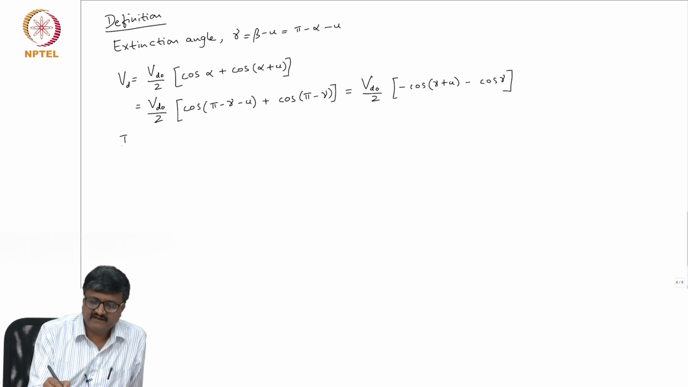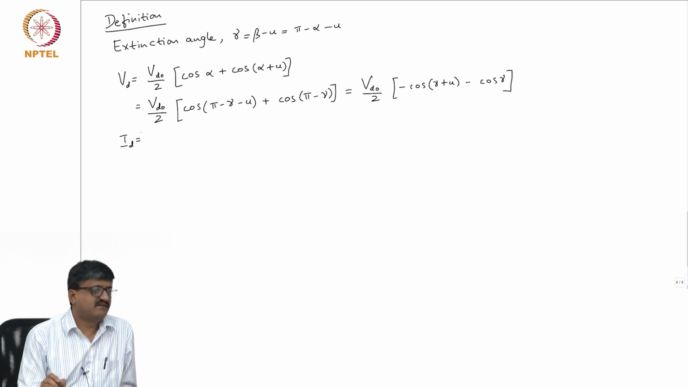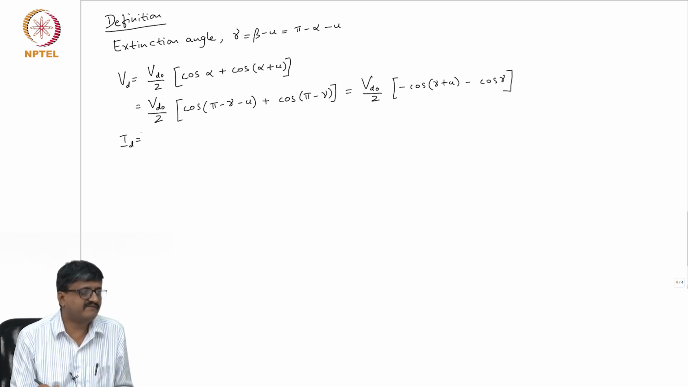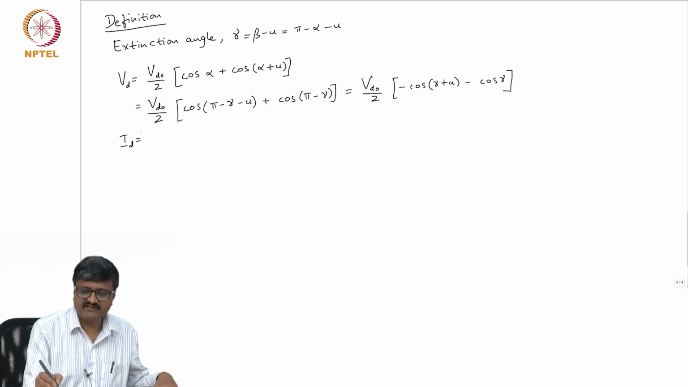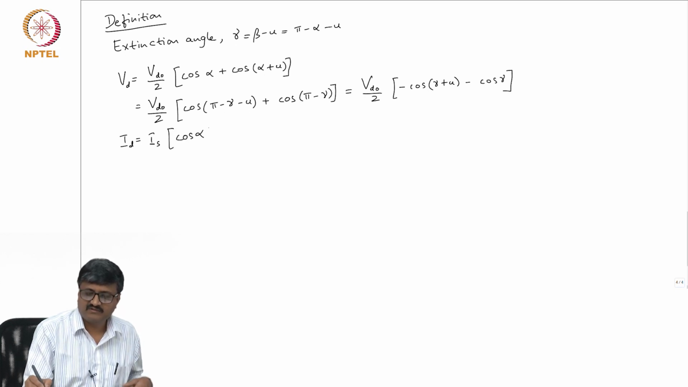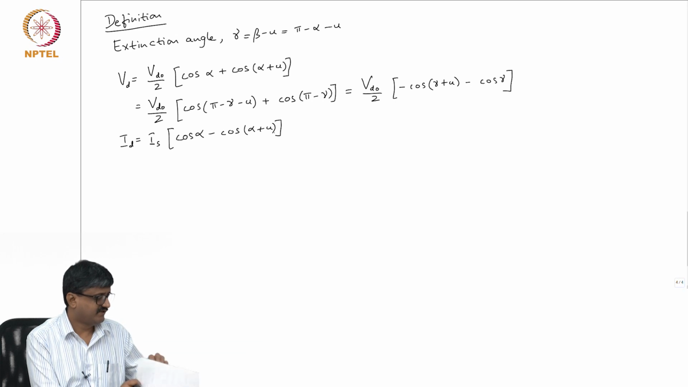Similarly, I can relate Id, Is, gamma and u. In place of Id being related to Is, alpha and u, we know the relation: Id is equal to Is into cos alpha minus cos alpha plus u. This was again derived a few classes ago.